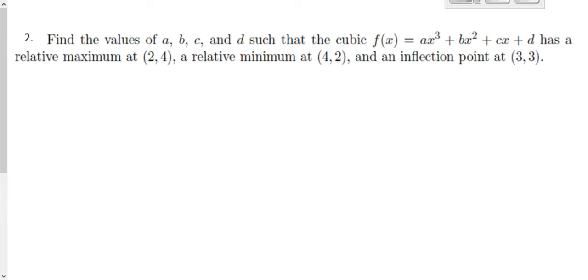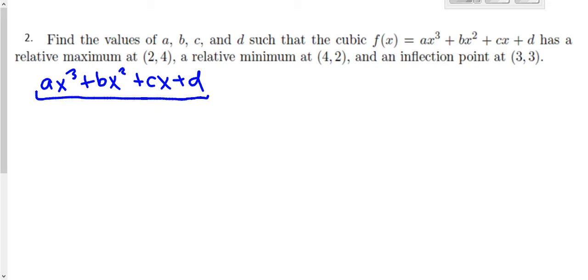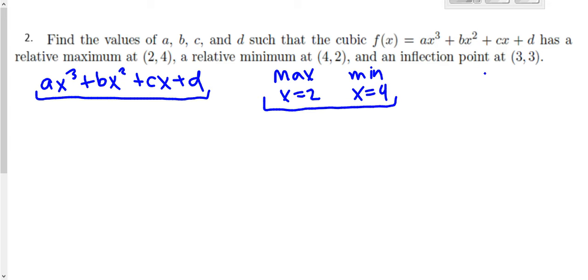We know that our equation that we're going to start with is ax cubed plus bx squared plus cx plus d. So there's where we're going to start. They have told us that we have a maximum at x. Let's look at the x values first. A maximum at x equals 2 and a minimum at x equals 4. And we have a point of inflection at x equals 3.